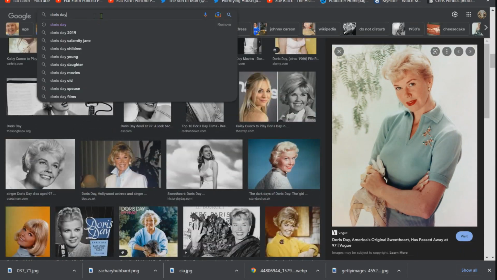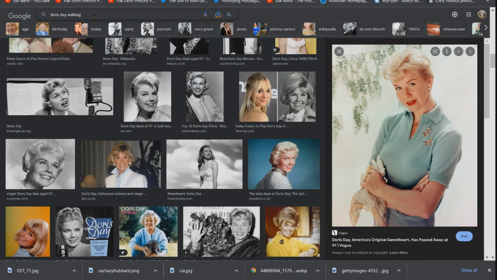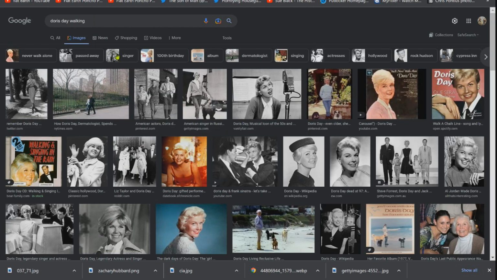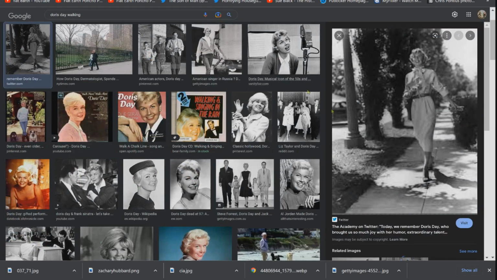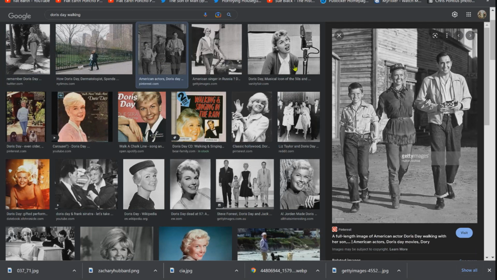Doris Day walking. Now, men go to finishing school to walk like ladies, okay? Do not be fooled by a man walking like a woman. Look at the flamingo foot. No flamingo foot. Okay? This is a man trying to walk like a woman, and this is a woman trying to walk like a man.